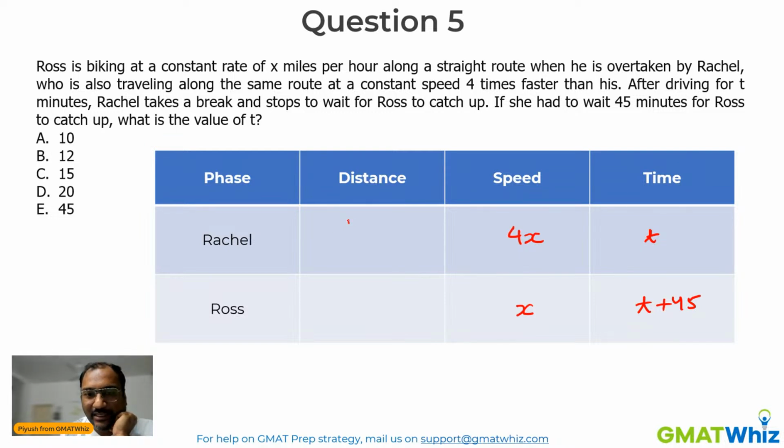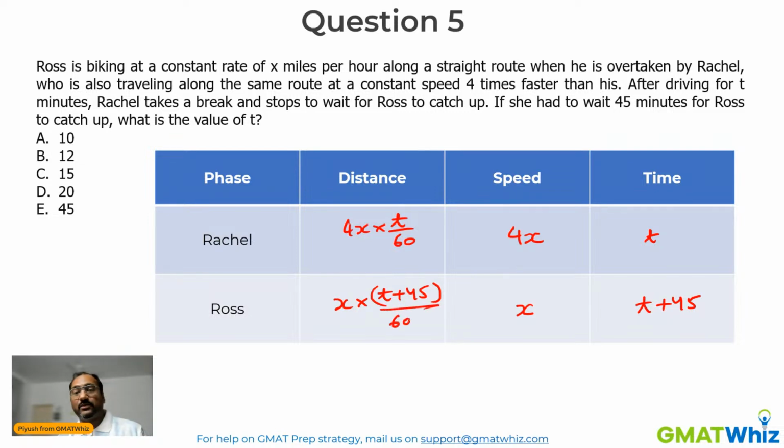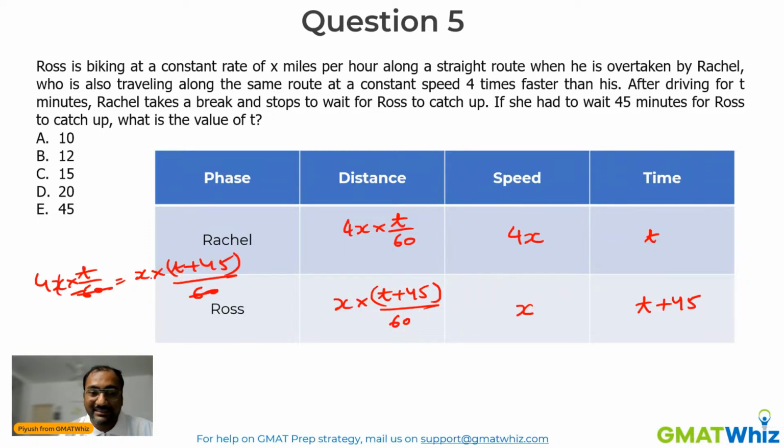So the distance traveled by Rachel would be 4x into t by 60, and the distance traveled by Ross would be x into (t plus 45) by 60. I need to divide by 60 because I have taken x miles per hour, so I have to convert minutes into hours also. And then I can obviously equate these two things, 4x into t by 60 with x times (t plus 45) by 60, and solve the question from there. Okay, that's definitely one of the ways to go about doing this, and you will get the answer as 15.